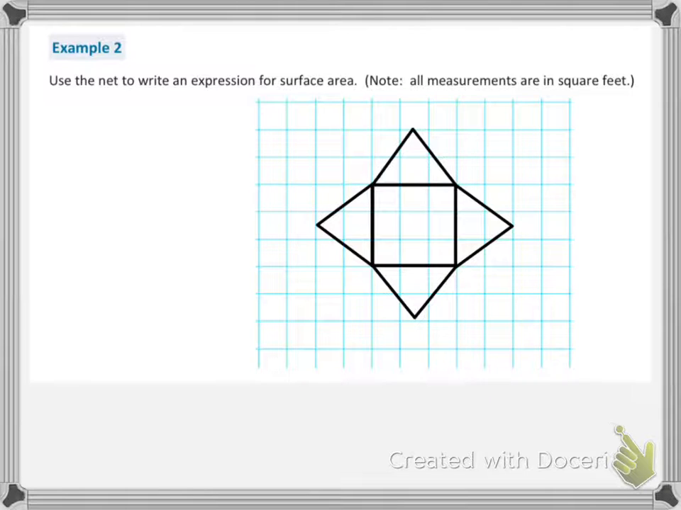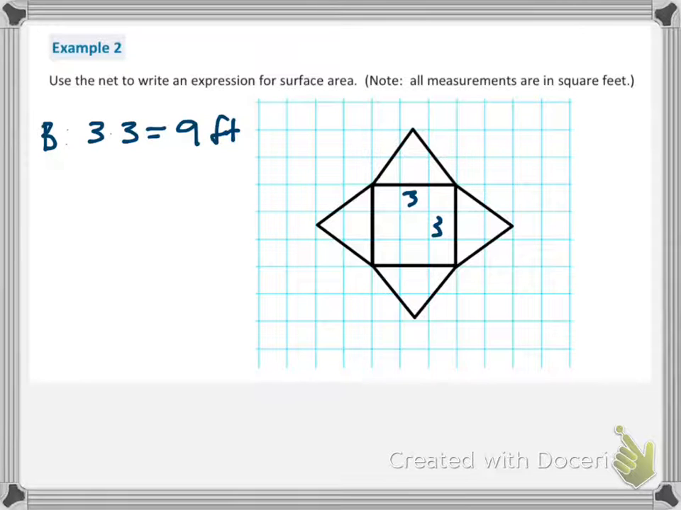Okay, example 2. This time we have a square pyramid. Notice if I flip these edges up, it will all come to a point right there. And so this is a pyramid, and the base is a square. So it's a square pyramid. And so we can find the base. Well, the base is a 3 by 3 rectangle. So that base is a 3 times 3. That's 9 square units. This time they gave us feet, so let me change that. 9 square feet. And then we've got triangles.